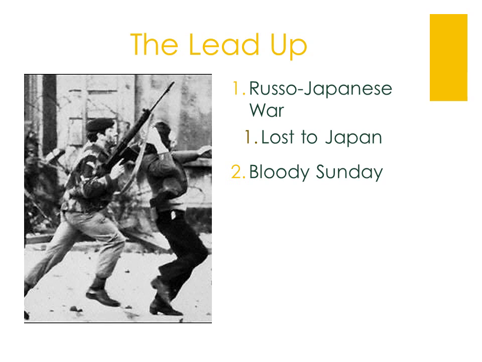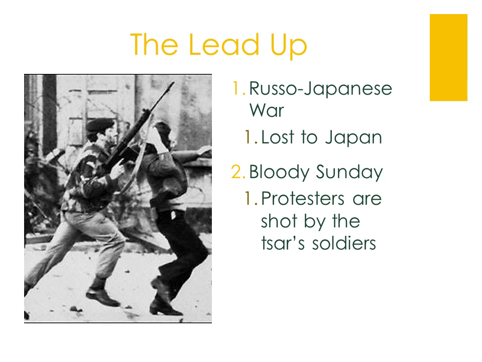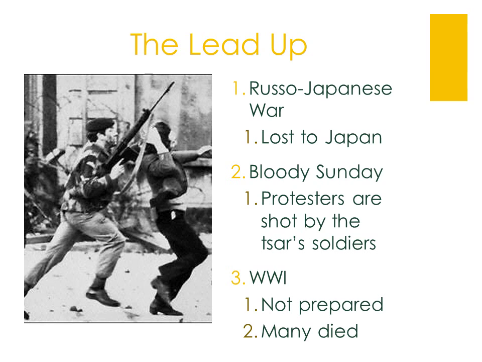You also have something called Bloody Sunday, where you have a series of protesters who are protesting all of the negatives of the Russian government and the Tsar, and they are shot and killed by the Tsar's soldiers. And then you also have World War I. The problem is that there are a lot of people in Russia. And you would think that would mean that they had a great army, but they don't. They have a lot of numbers, but they're not prepared to fight any kind of war. And they end up losing a lot of men because of their being unprepared.